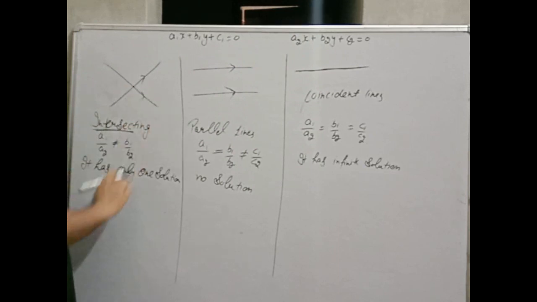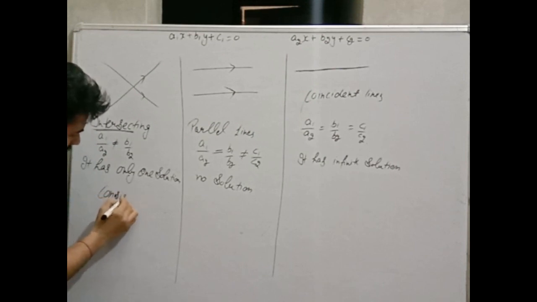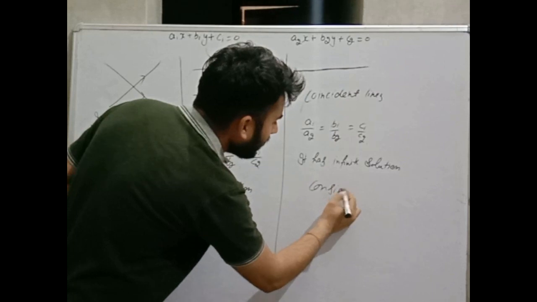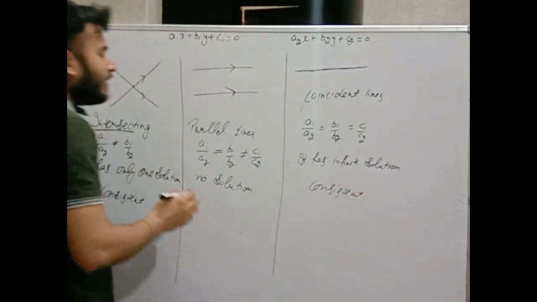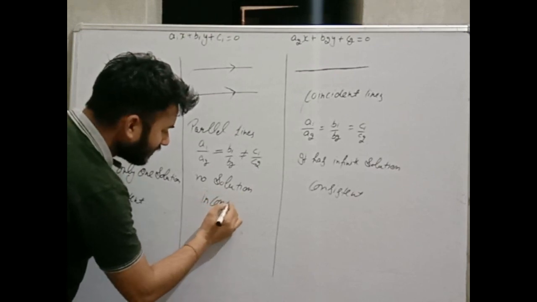Now, if two equations have a solution, then this is called consistent. But if the equations have no solution, then it is called inconsistent.